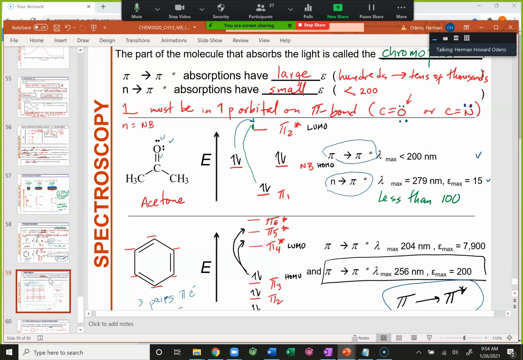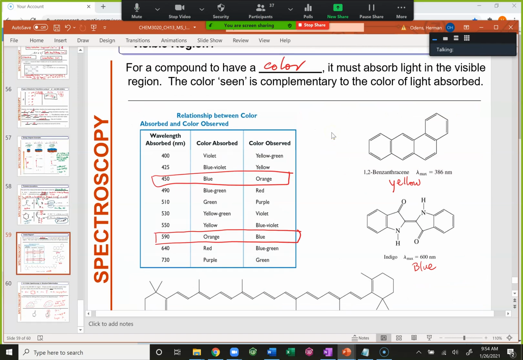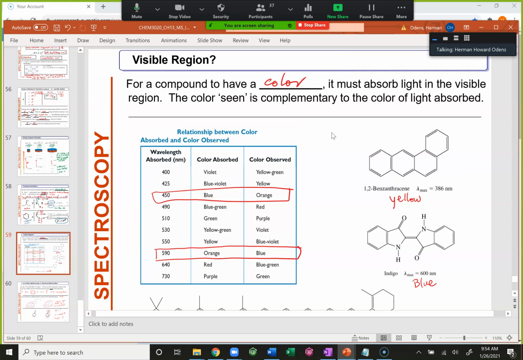Let's talk about colors now. So the visible region, this is what we see. For a compound to have a color, it must absorb light in the visible region. When you look at the ocean and it looks so blue, that means all of the other colors have been absorbed, and the only color that it's showing is blue.